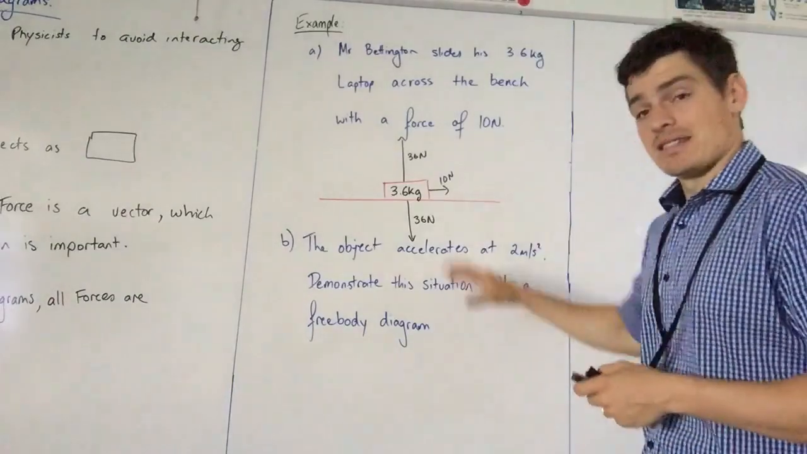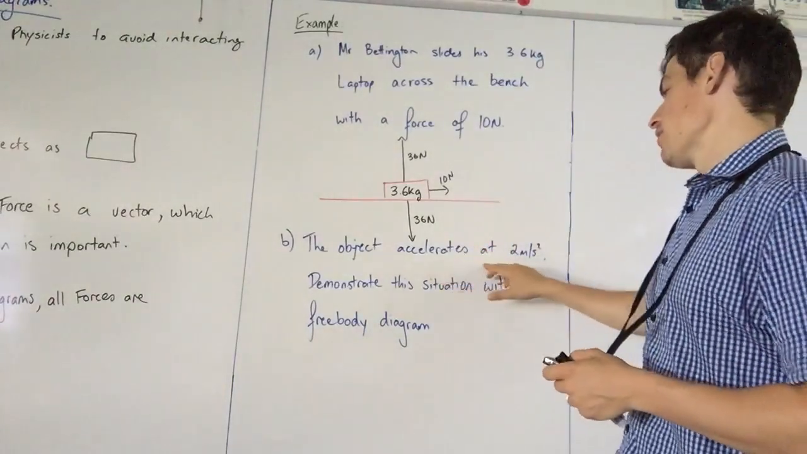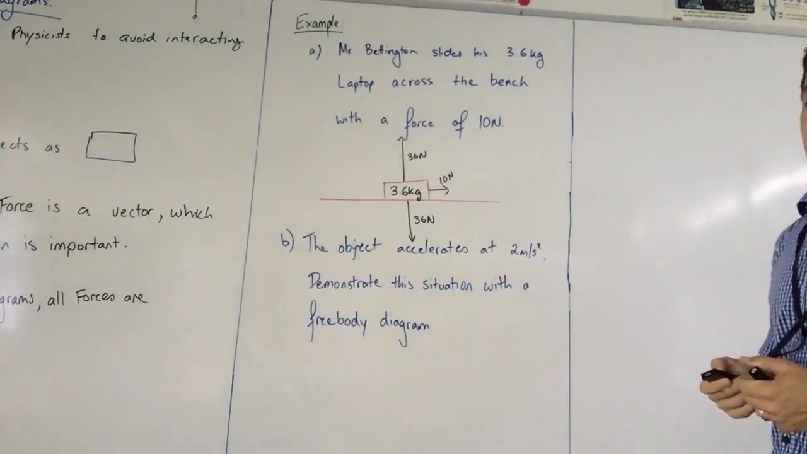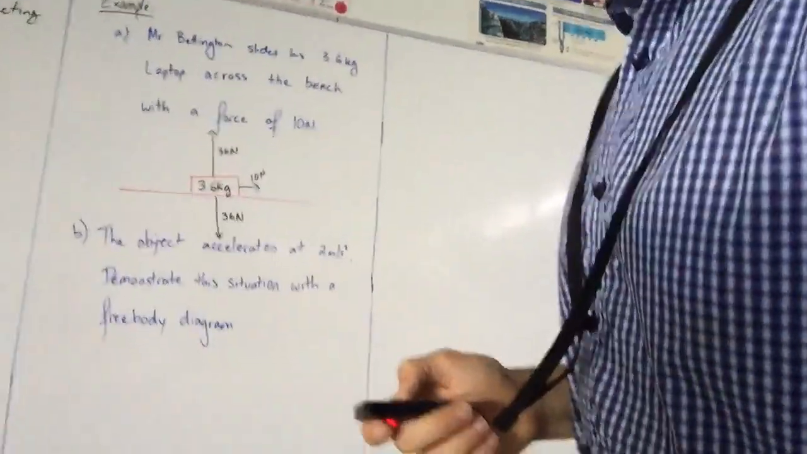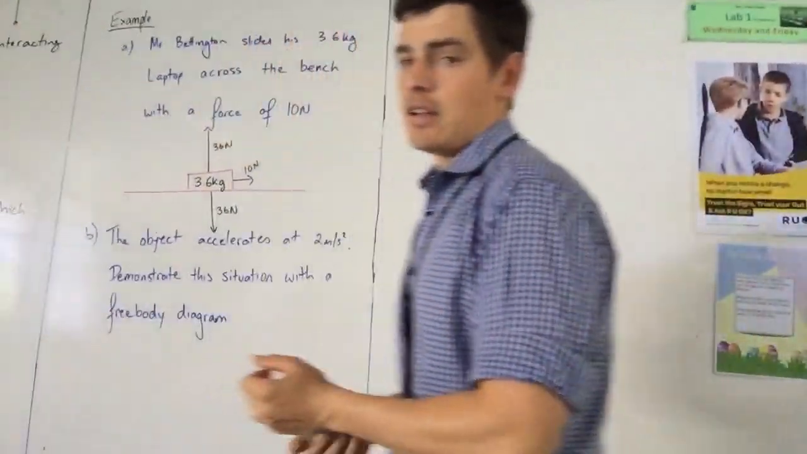So let's look at B. It's the same object, the laptop. It accelerates at 2 meters per second squared. We're going to demonstrate this as a free body diagram. Before we start doing anything with our free body diagram, we need to acknowledge that we've got Newton's second law at play. Newton's second law says F equals ma.